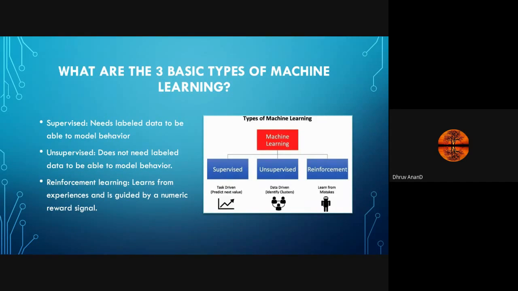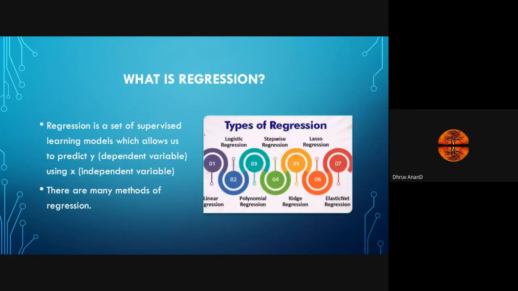Reinforcement learning is how a dog learns good behavior versus bad behavior. First, we reward the dog when it behaves properly, and we punish it for bad behavior. Over time, it learns what is good behavior to maximize rewards. What is regression? Regression is a set of supervised learning algorithms which enables us to predict y, the dependent variable, given x, the independent variable.